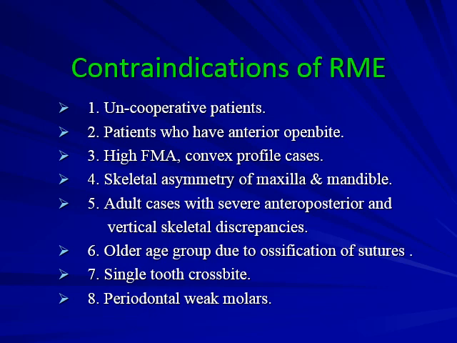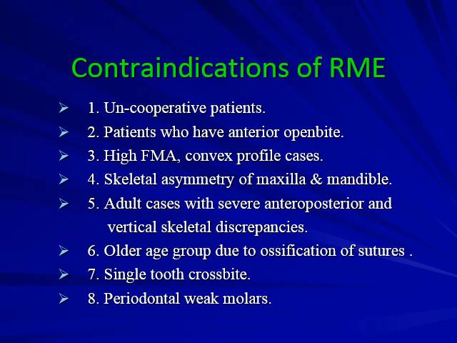With rapid maxillary expansion, the mandible rotates downward and backward, causing the profile to be more convex. So we cannot use rapid maxillary expansion in convex profile cases. It is contraindicated in adult patients with severe skeletal problems, such as skeletal maxillary and mandibular asymmetry, severe anteroposterior and vertical skeletal discrepancies, as these cases require orthognathic surgery.